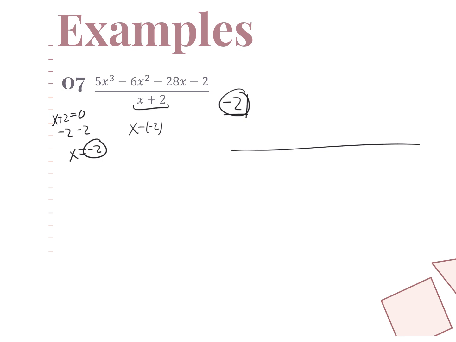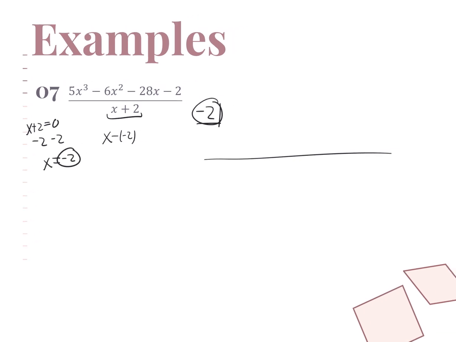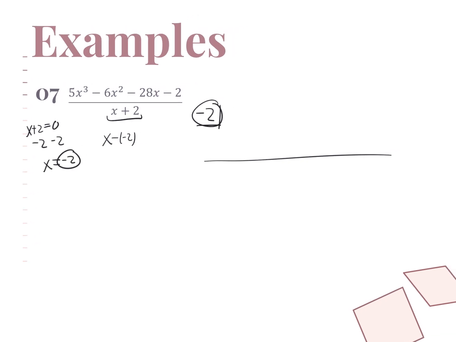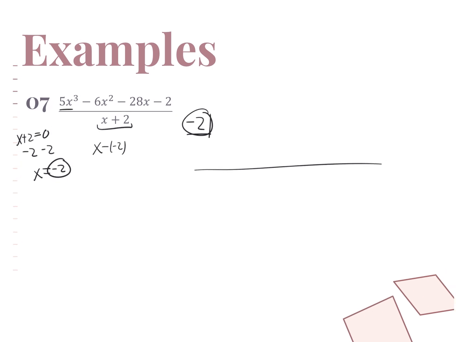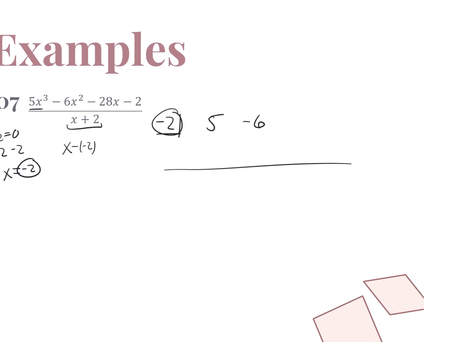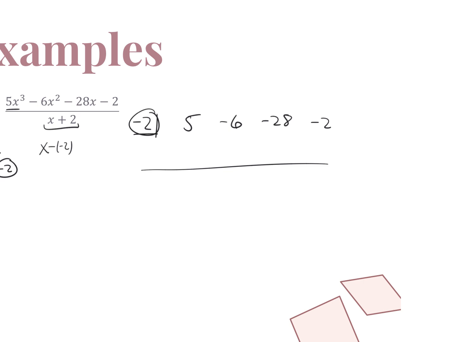And then once again, right beside it is going to go the coefficients of your dividend. All right, and your dividend is the expression on top, in decreasing exponent order. So in front of the x to the third is a 5. In front of the x squared is a negative 6. In front of the x is a negative 28. And the constant is negative 2. All right, so this should be our setup.